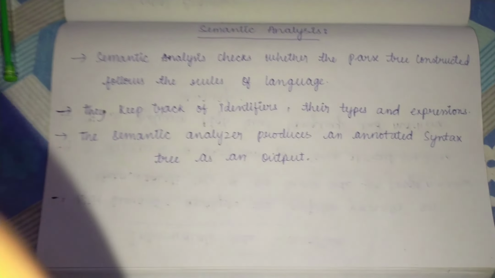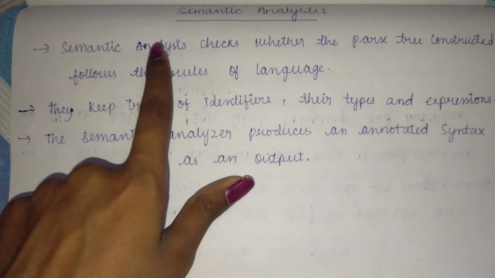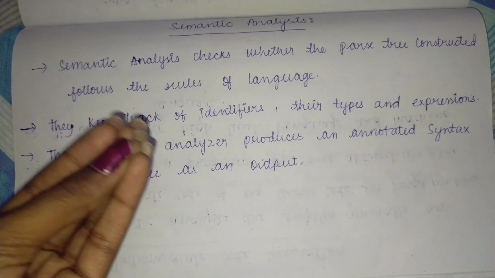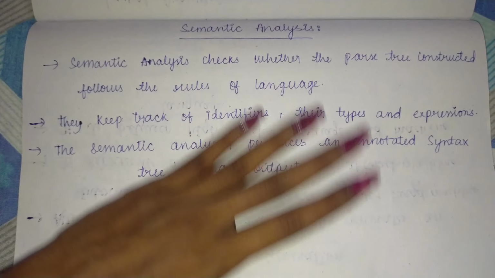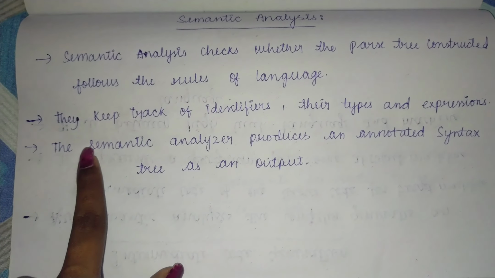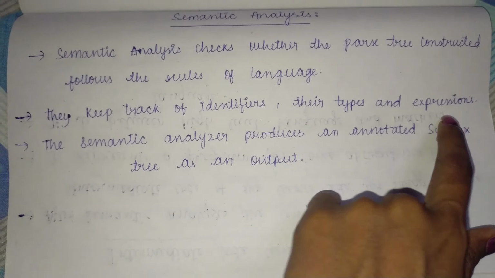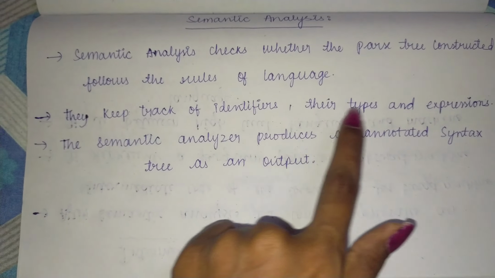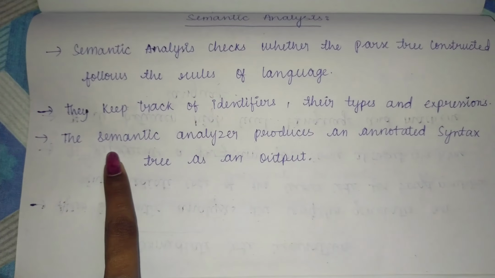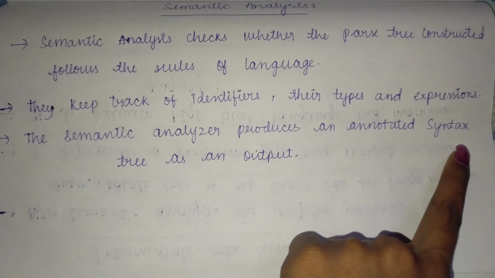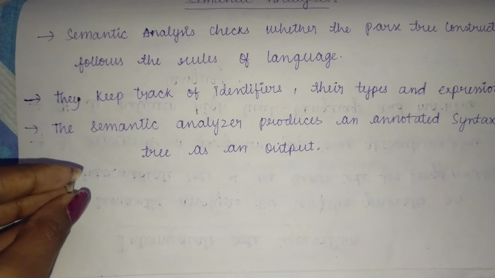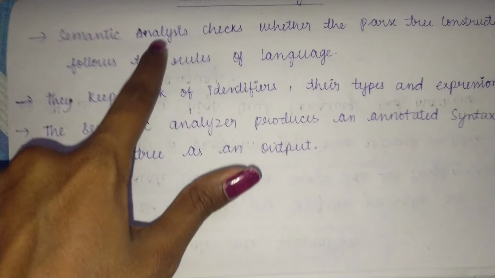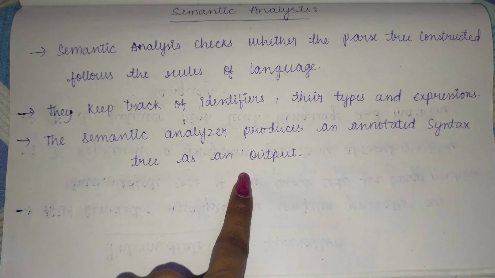Next comes our semantic analysis. Semantic analysis checks whether the parse tree constructed follows the rules of the language. So it checks whether the source code is following the rules or not. It keeps track of identifiers, their types and expressions. Next point is the semantic analyzer produces an annotated syntax tree as an output.